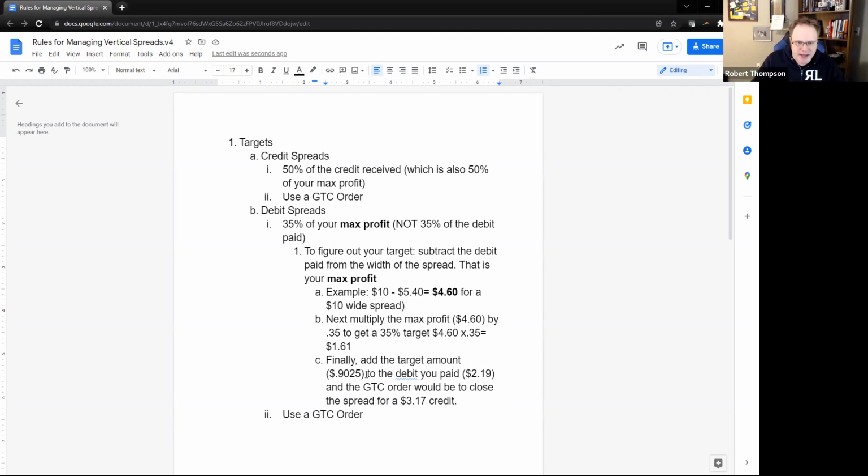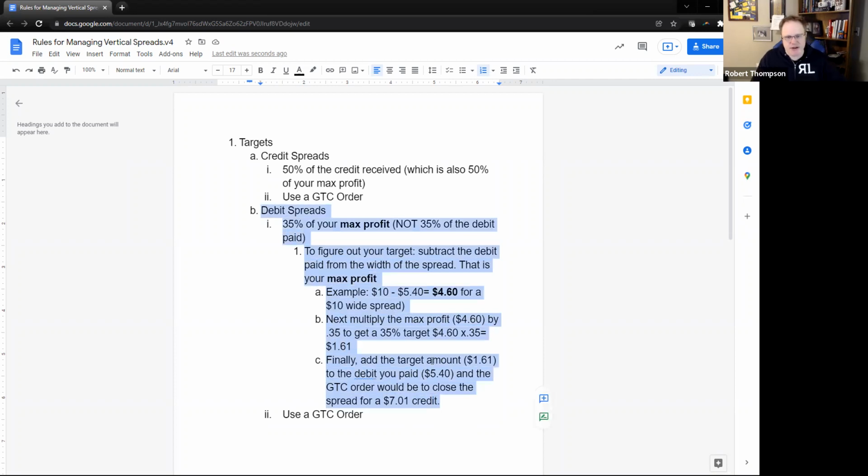All right, finally, add the target amount, which is $1.61, to the debit you paid, which again was $5.40. And the GTC order to close the spread would be $7.01 credit. All right. This step by step should match everything we just said.